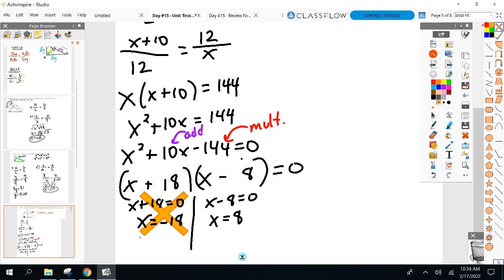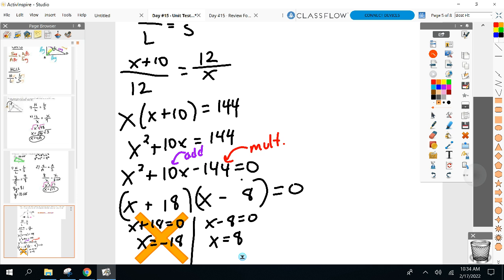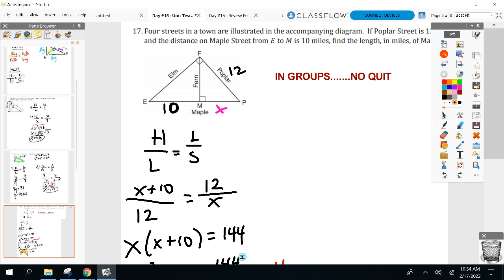And just say, hey, everyone who did it this way, 8 is not my answer. Remember, if you're going to put MP is x, that's 8. I'm looking for the length of Maple Street. All right, so Maple Street will be 10 plus 8, 18. Oh, and units, miles. Make sure I follow my own directions.